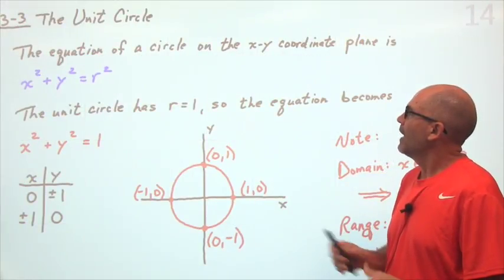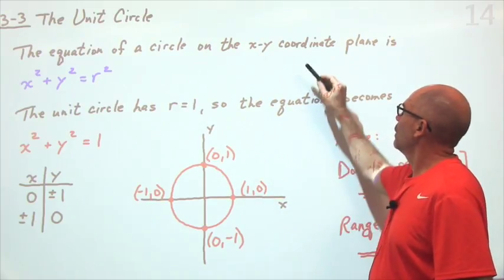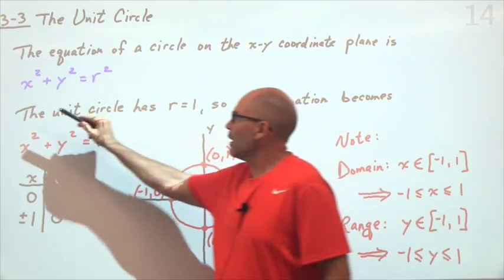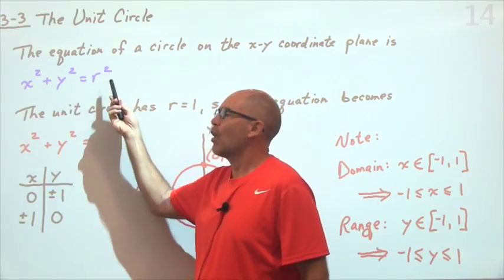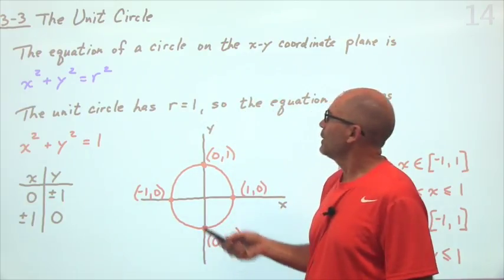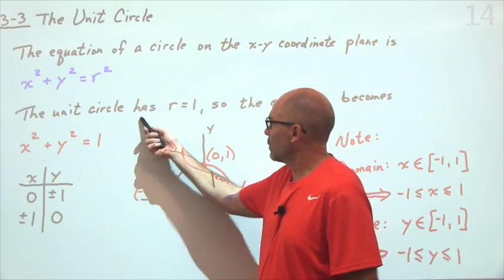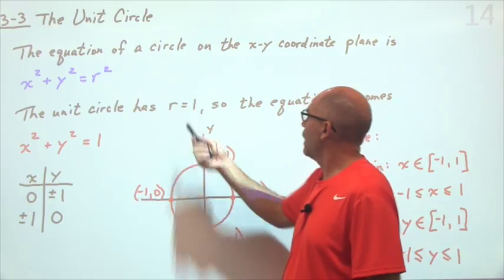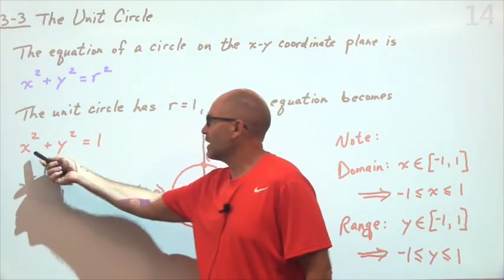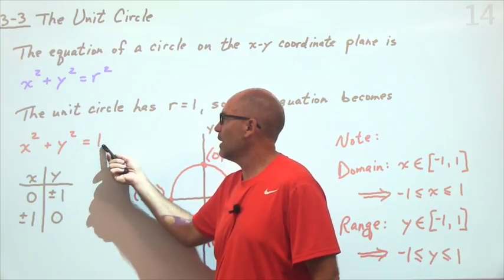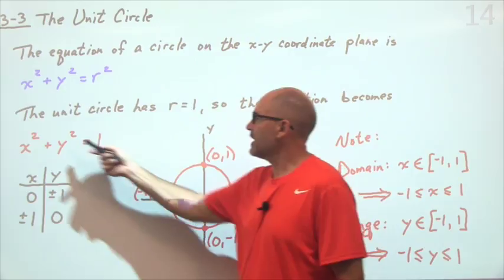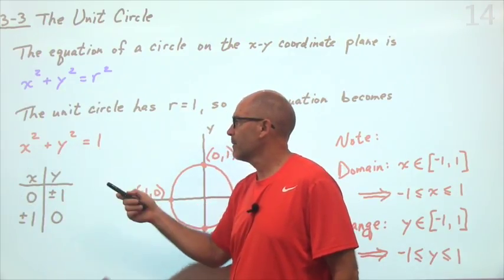Okay, the equation of a circle on an xy coordinate plane is x squared plus y squared equals r squared, where r is the radius of the circle. So, for the unit circle, the radius is 1, so the equation of the circle just becomes x squared plus y squared equals 1 squared, or 1. All right, now, let's take a look at what this means.